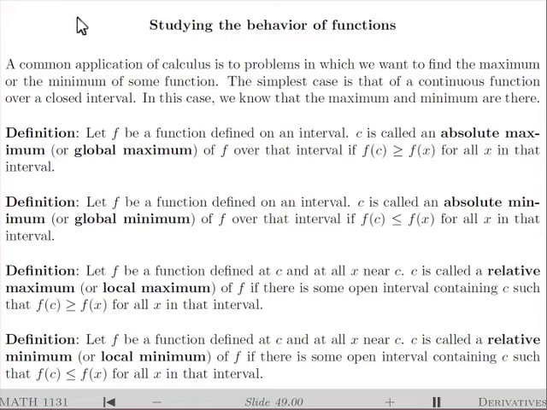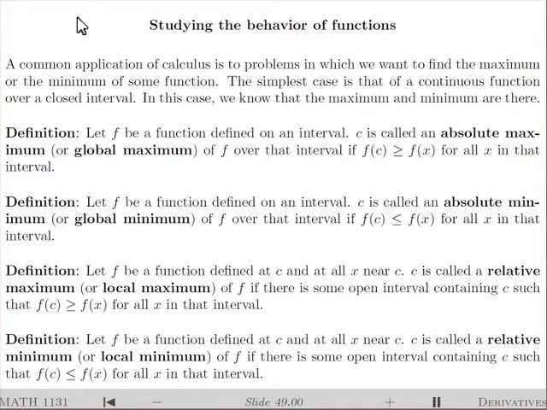Let f be a function defined over an interval. c is called the absolute or global maximum of f if f of c is the biggest value of the function in that interval. That is to say, for any x in that interval, f of c is at least as large as f of x. The reverse is called the absolute or global minimum. c is the absolute or global minimum if f of c is the smallest value, that is to say f of c is less than or equal to f of x for any x in that interval.